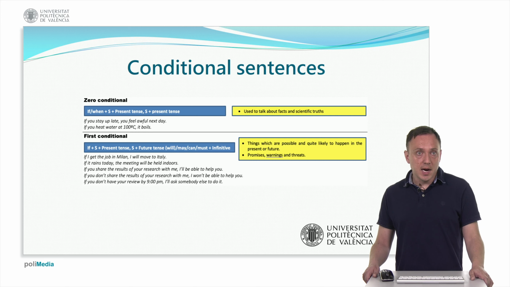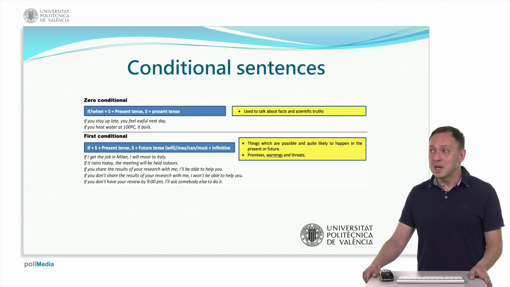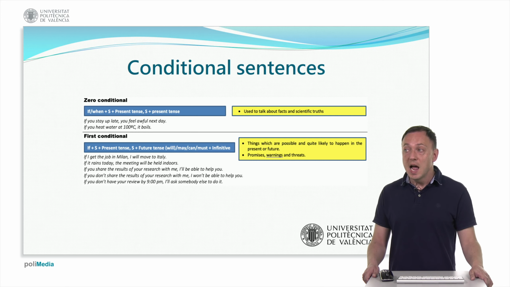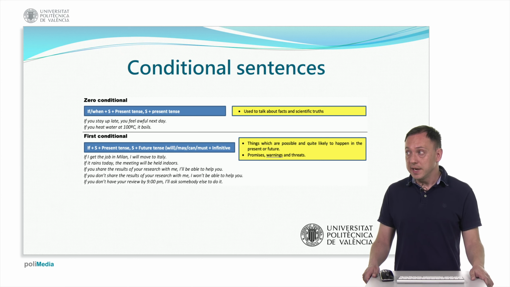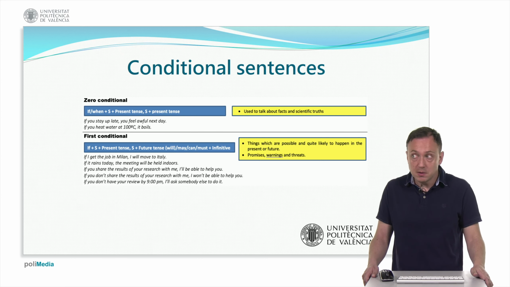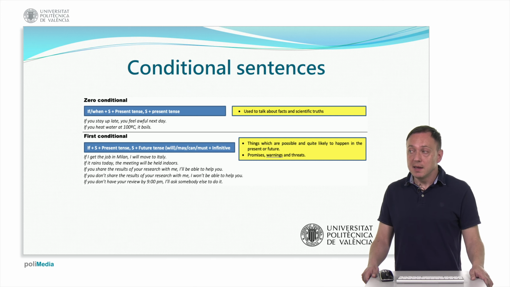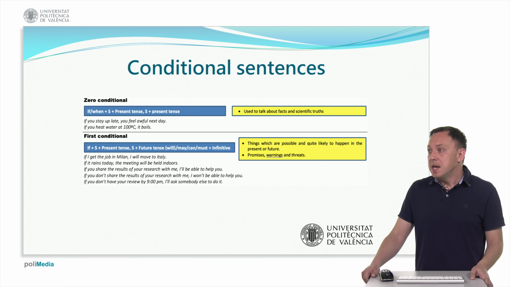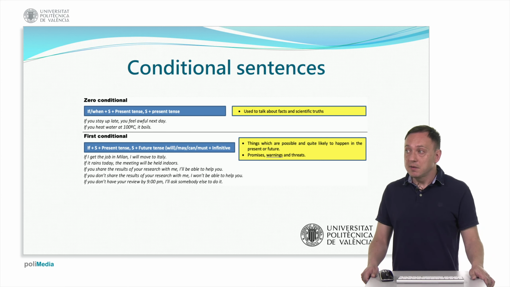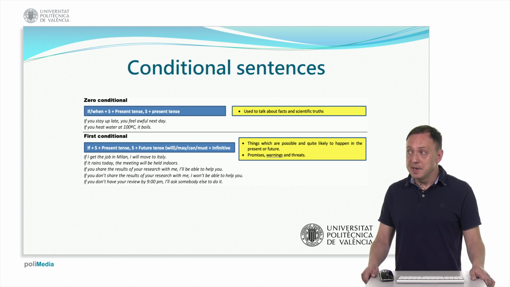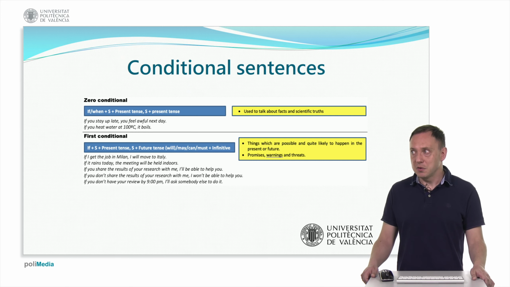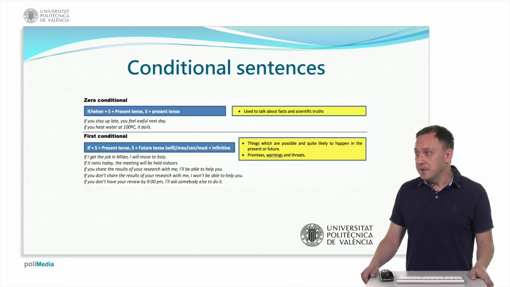So you've got a lot of examples here. If I get a job in Milan, I will move to Italy, so that's something possible. If it rains today, the meeting will be held indoors. That's also possible. If you share the results of your research with me, I'll be able to help you. So I promise I will be able to help you. So that could be understood as a promise.